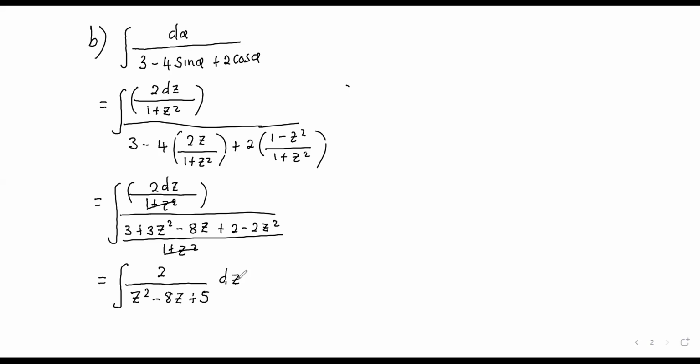The square for this particular one, and then use the substitution that we know. So let's complete the square. So it will be z minus 4 squared plus 1. No. Minus what? 16 plus 5 is negative 16 plus 5. Minus 11.